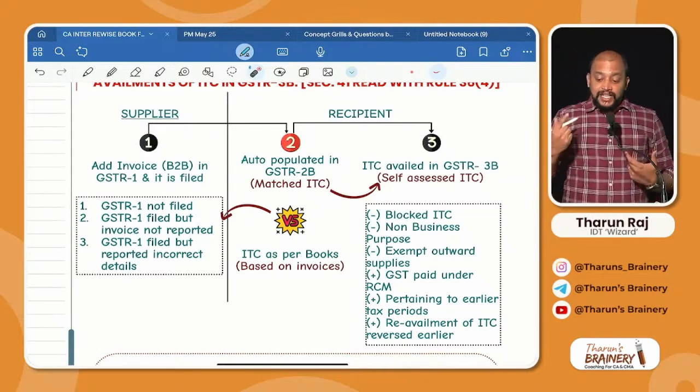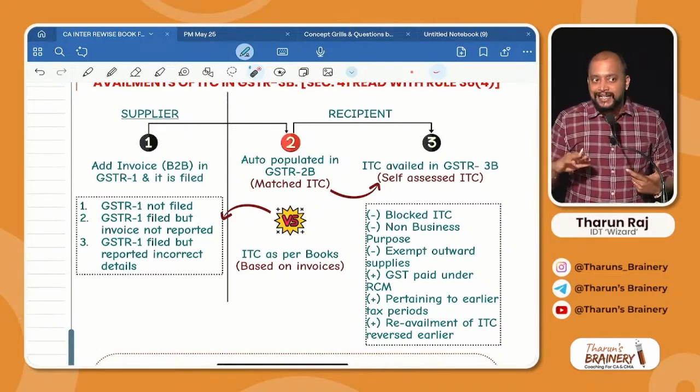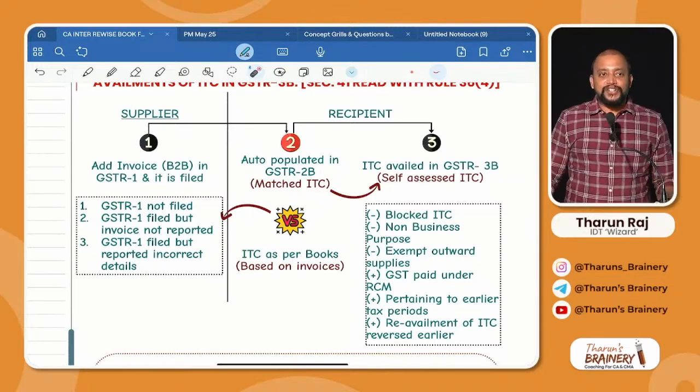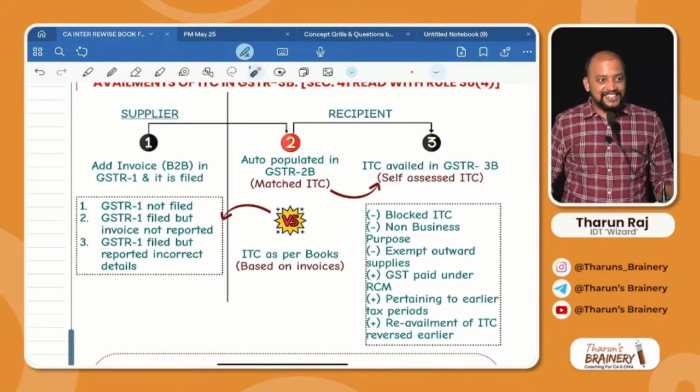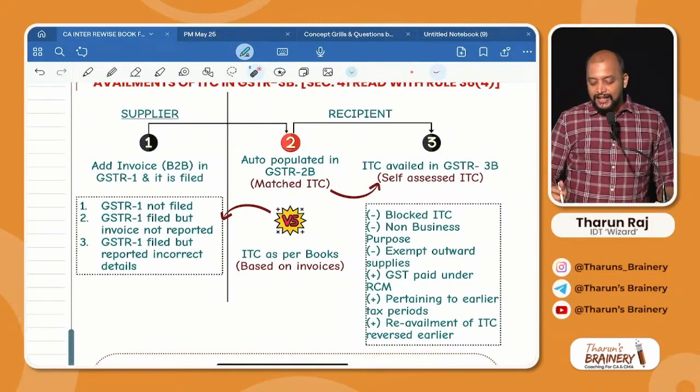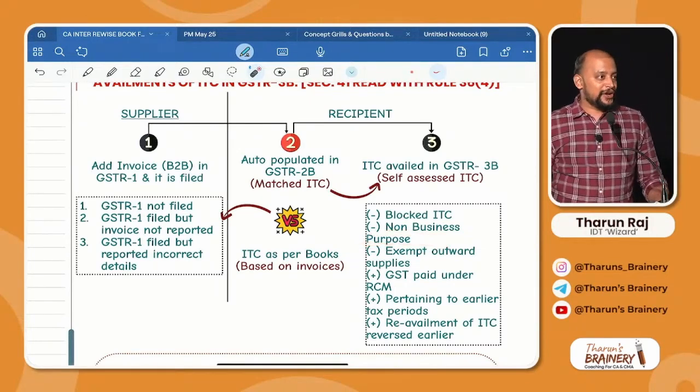Is it clear? Practically, a lot of people are taking the credit. But if the department comes and asks, where is the washing machine? Sir, the washing machine is not there, sir. Then ITC is wrongly availed, and unnecessarily I need to pay the penalty. So for non-business purpose, I should not take credit.